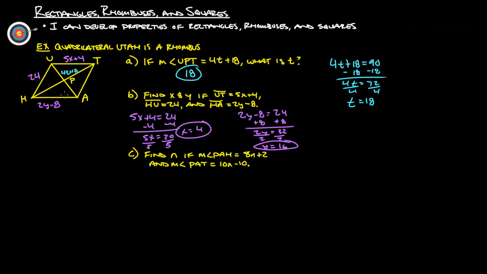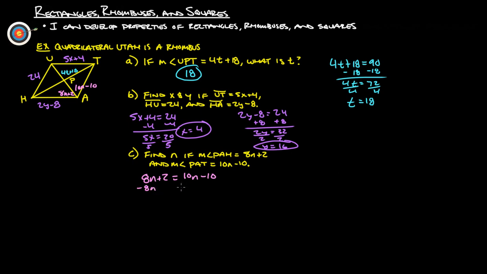PAH, this one right here, is 8n plus 2. And then it says the measure of angle PAT, this one right here, is 10n minus 10. Okay, since it's a rhombus, this angle over here gets bisected. It gets cut exactly in half. So then that means that we know that 8n plus 2 has to equal 10n minus 10.